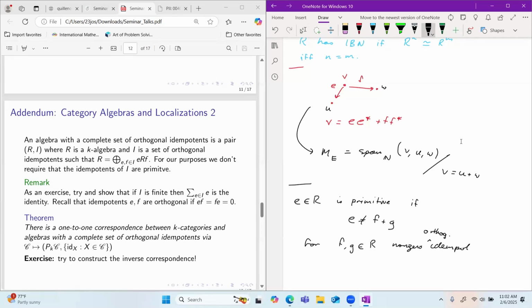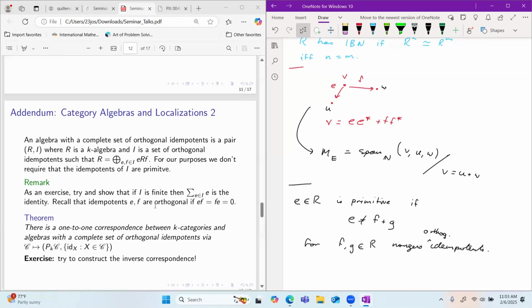Orthogonal idempotents. So if you can break E down into the sum of two mutually orthogonal idempotents that are non-zero, E is not primitive. If you can't do this, then E is primitive. As an exercise for you, try and show that if this set I is finite, then if you take the sum of all the idempotents, this will be the identity in your algebra.